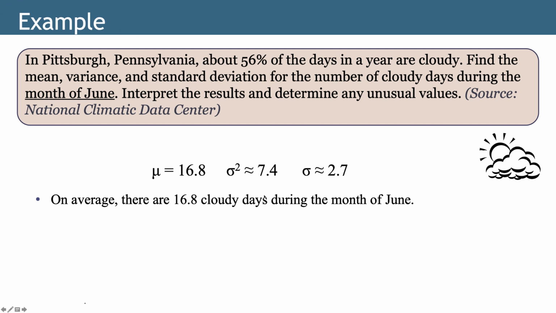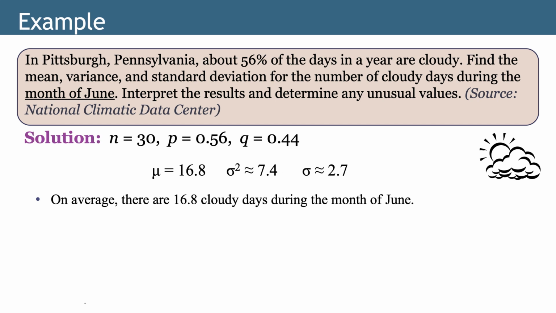npq would give you 0.74 for the variance, and then you take the square root of that, and there's your standard deviation. So, in other words, this is binomial, by the way, because either you're cloudy or you're not, right? So that's why it's binomial. And one day has no effect on the other. All right, so it's independent. So there you go. Anyhow, on average, there's 16.8 cloudy days within the month of June. That's what this tells us.